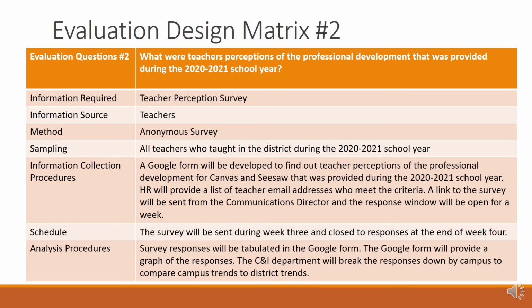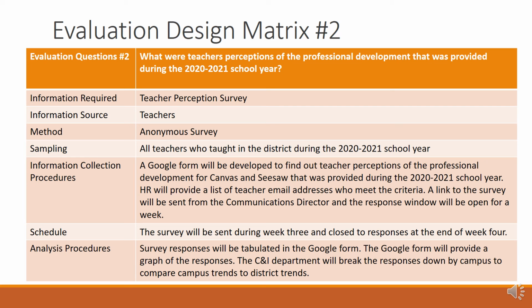The second question is what were teachers' perceptions of professional development that was previously provided. So we would send a perception survey out to the current teachers who were here last year, and it will be set up as an anonymous survey. So the sampling will be teachers who taught in the school district and have returned. We get information through a Google form that can be done anonymously, and we work with HR to get a list of teacher email addresses who fit that criteria, and then the communications director can send out a link and let them know when the response window is.